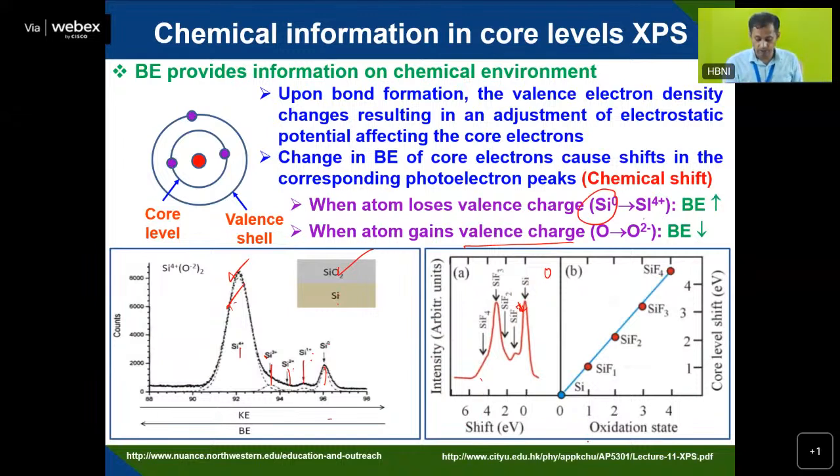So you can see here this is the oxidation state and this is the core level shift at the different oxidation states. You are able to find out which particular element is present, whether silicon is in a +3 state, +2 state or +4 state, depending on the binding energy peak position. So a change in the binding energy of the core electron causes a shift.